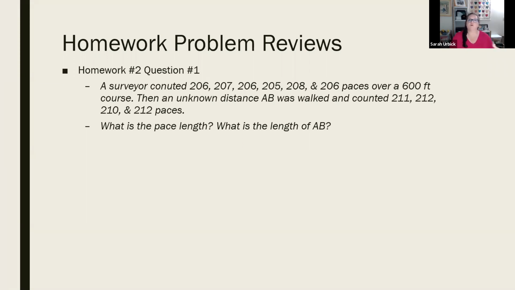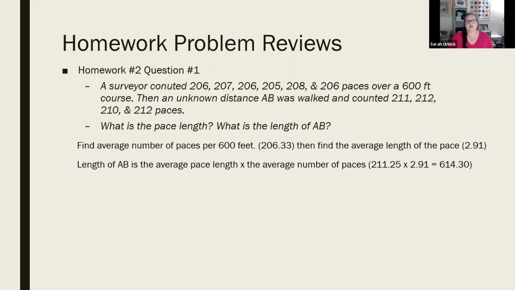Then he went and paced out an unknown distance from point A to point B and counted 4 different times: 211, 212, 210, and 212. So the question asked us, what was the pace length and what was the length of AB? Just about everybody got this right. So it wasn't a matter of the calculations. It was more a matter of the reporting that I wanted to address at this point.